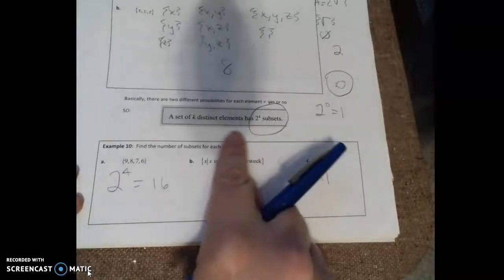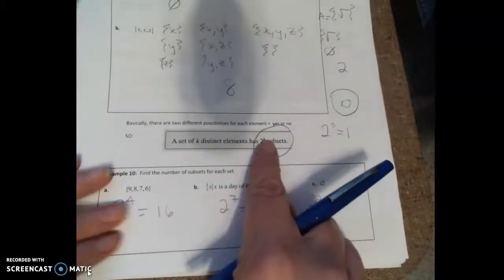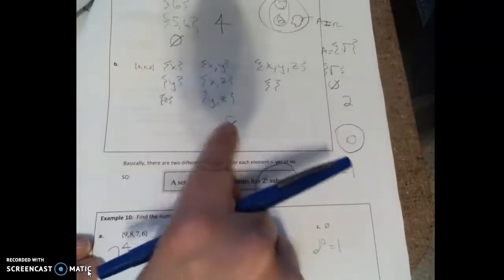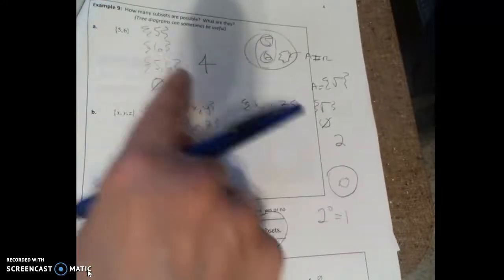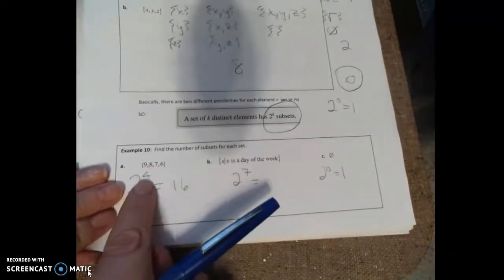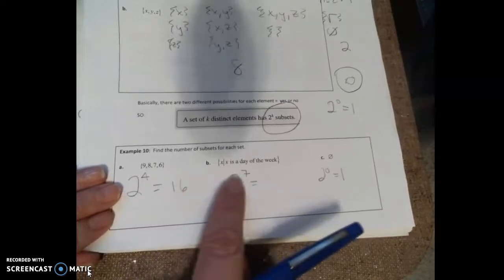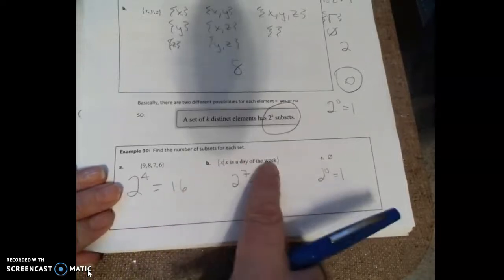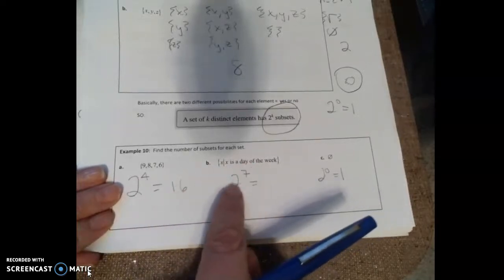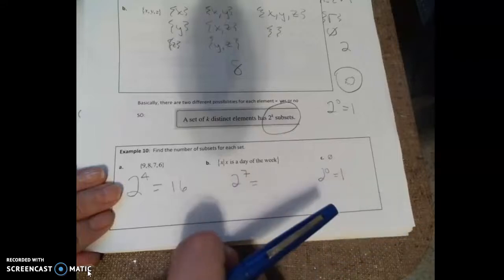Okay, so with subsets, instead of listing them all out, if we notice that they're powers of 2, we can have this formula 2 to the k, where k is the number of elements. So this is 3 elements, 2 cubed is 8. 2 elements, 2 squared is 4. So if I have 1, 2, 3, 4 elements, 2 to the 4th power is 16. If I wanted to know the number of subsets of the days of the week, there are 7 of them. So 2 to the 7th power, whatever that answer is.